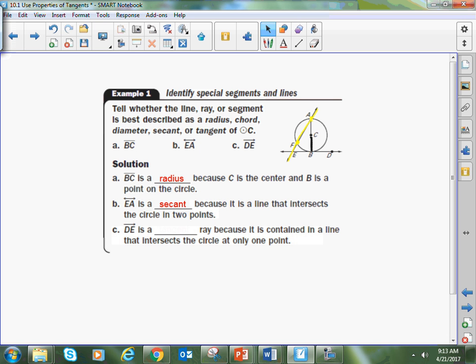Now, secants don't have to be lines. They can be rays and line segments also. And the last one here that we'll take a look at, ray DE. So I'm starting here at D and going that way through E, and I'm only touching the circle at one point, right there at B, so that makes it a tangent ray. So this is just, again, to make sure that if you see one of these segments in a circle, you can correctly identify it, or if I ask you to create one, you know what it should look like to make one.